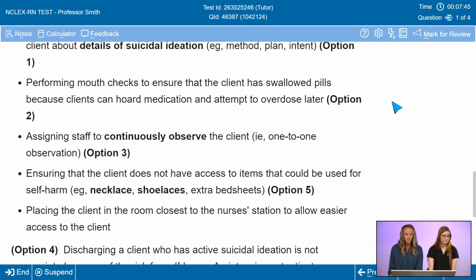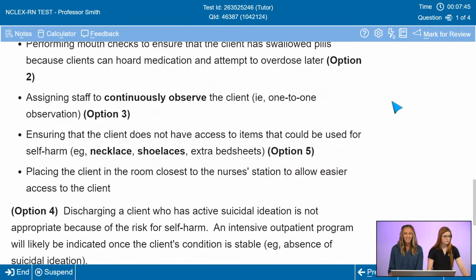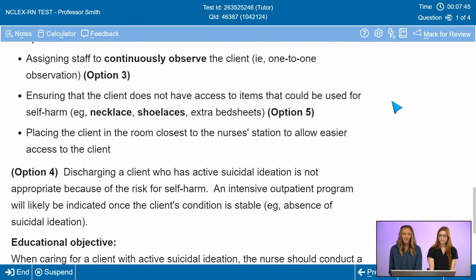Next, performing mouth checks to ensure the client has swallowed their pills is important, so that we can see if the client has a risk of possibly hoarding medication in an attempt to overdose. Assigning staff to continuously observe the client is important in order to have someone have eyes on the client and make sure that they're not participating in any harmful behaviors. And then ensuring that the client does not have access to items that could be used for harm, such as necklaces, shoelaces, extra bed sheets.